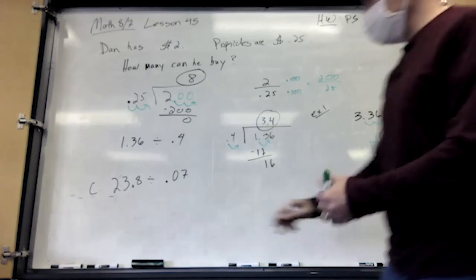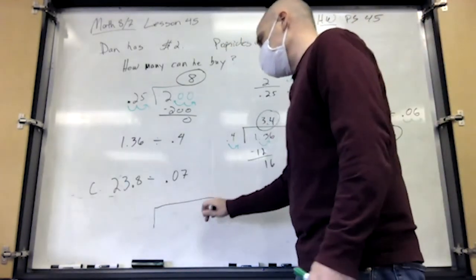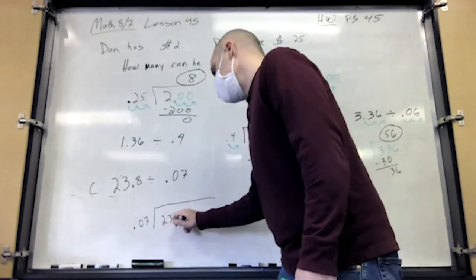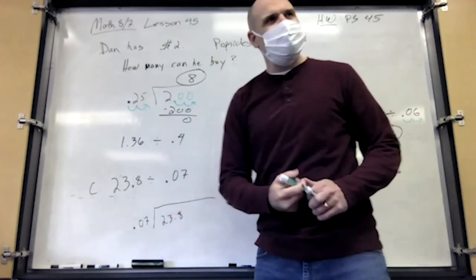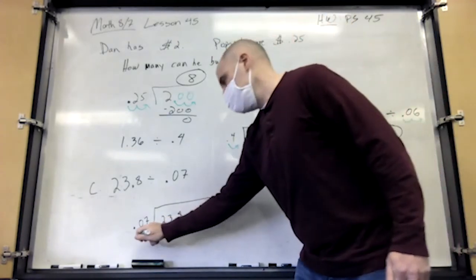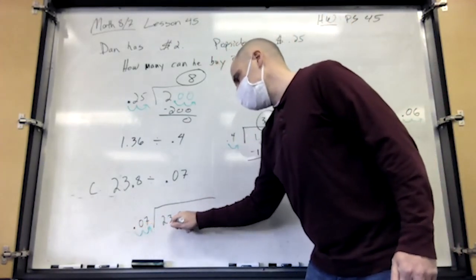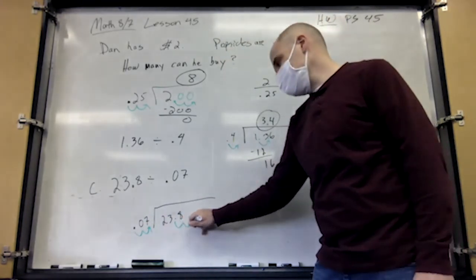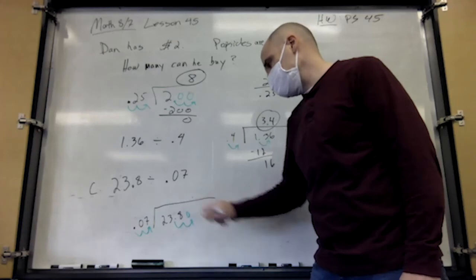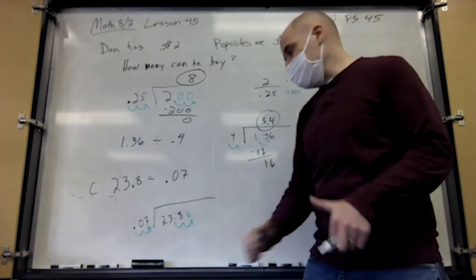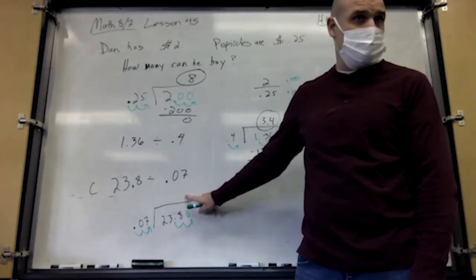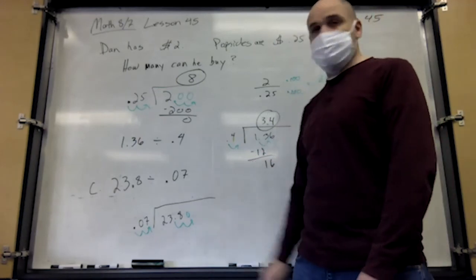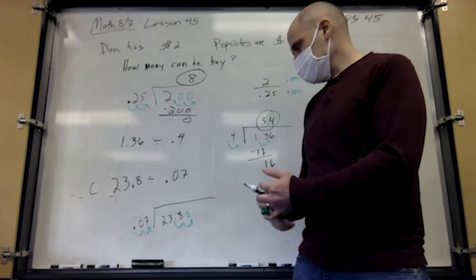So this time I'm going to just set it up normal, and then I'm going to move the decimal. So 0.07 goes on the outside, 23.8 goes on the inside. So this is what I'm moving. Blip, blip. So this goes blip. Uh-oh, there's no more digits. What do I have to do? Add a 0. So that 0 goes there, and then the decimal goes there. So you have to divide all the way to the decimal. And sometimes you have to go farther than the decimal. Just keep adding zeros if you want. But let's try this.